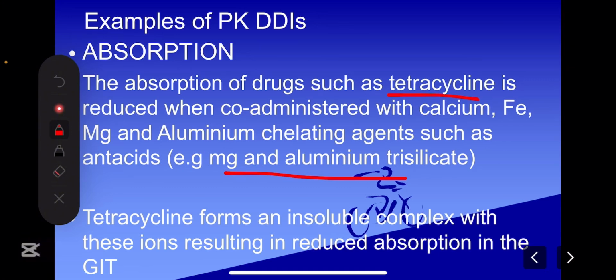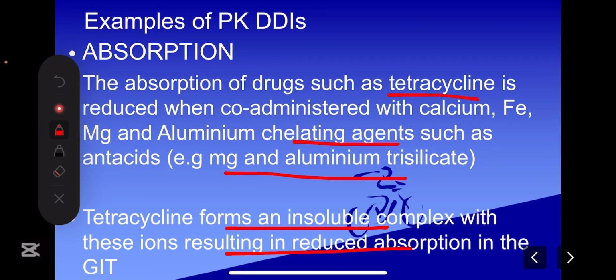Why? Because aluminium and magnesium trisilicate actually have what we refer to as chelating agents. Aluminum trisilicate has aluminium. Aluminium is a chelating agent. It makes tetracycline come together and prevents its absorption. It does not allow it to be absorbed. It just chelates it, holds it, prevents it from getting absorbed. That's an example of absorption drug-drug interaction. Do you get now? So tetracycline will form an insoluble complex with this ion, and that will reduce its absorption in the GIT. So that's an example of an absorption drug-drug interaction.